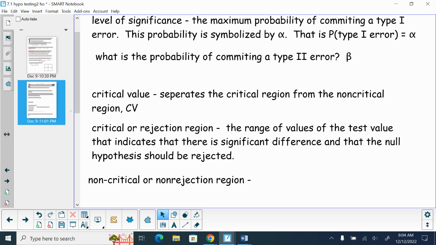You'll be doing a test value, and you'll put this test value on a bell-shaped curve. You'll have a range of values for your critical values. And if you fall into a region that's outside your critical values, you'll reject the null hypothesis.